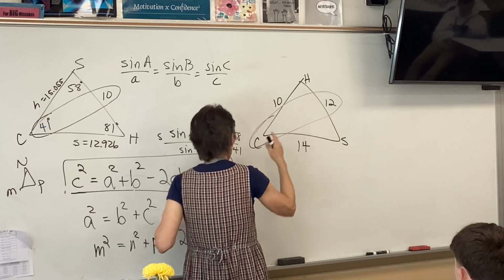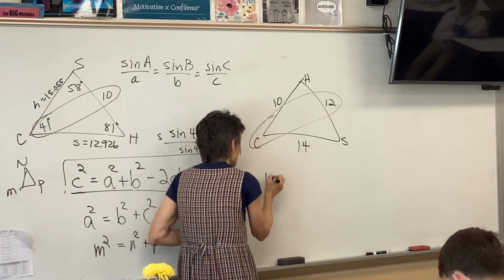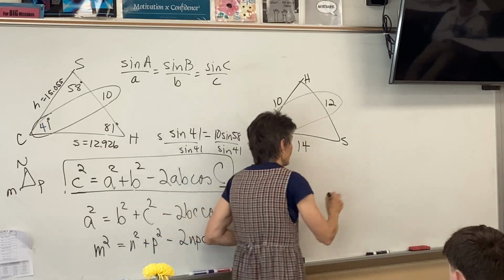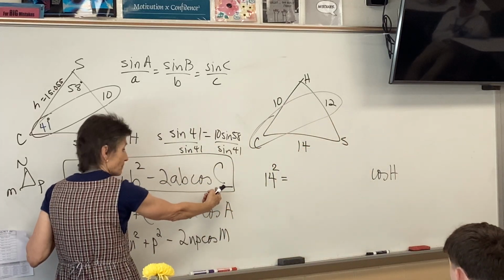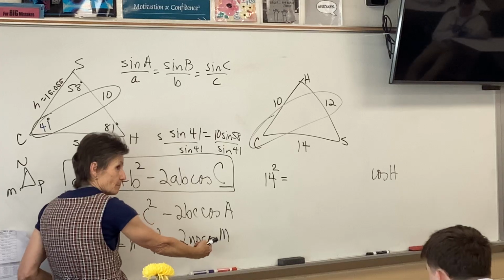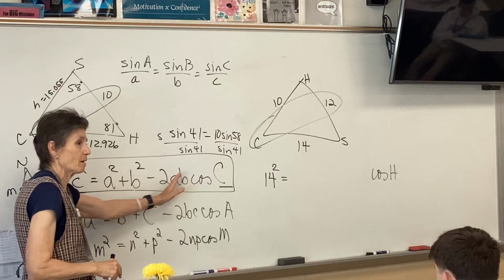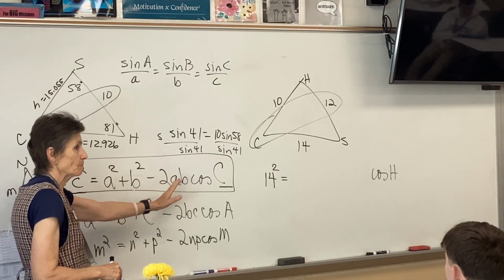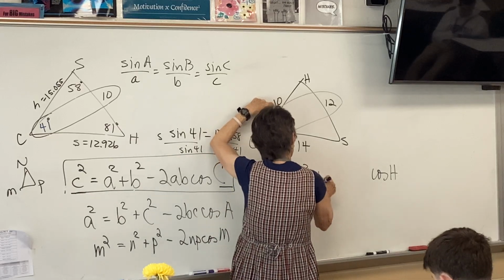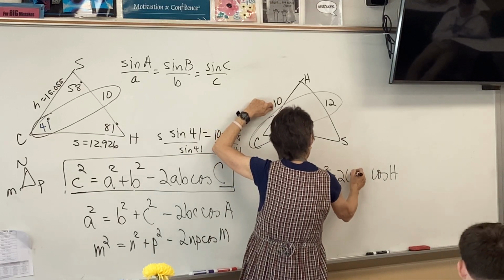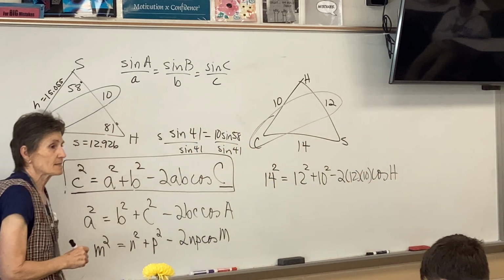So if I'm going to use the law of cosines to find H, then on this side is going to be 14 squared, and on this side is going to be cosine H. That's the way it's set up. And then what's going to be in the middle here? What is the middle part of the law of cosines? Charlie? 12 squared plus 10 squared minus 2 times 12 times. Yep, and the 10 and the 12 can be in either order, that doesn't matter. That's it exactly.